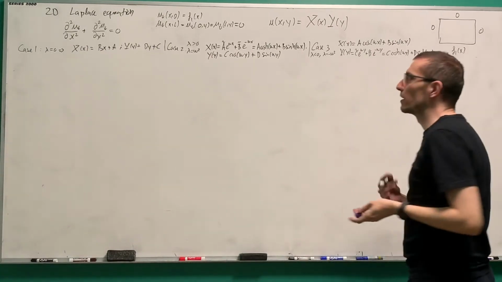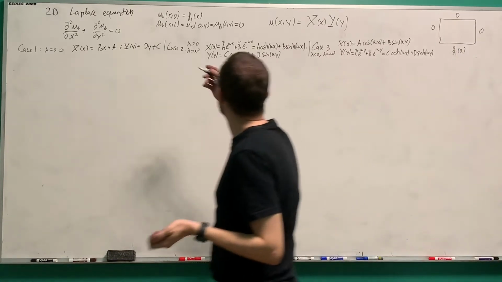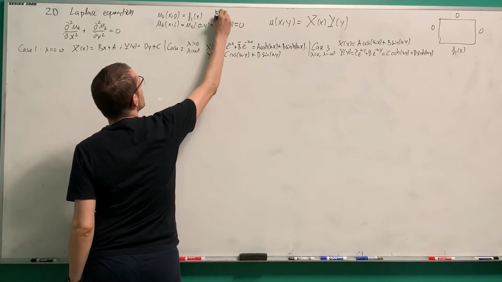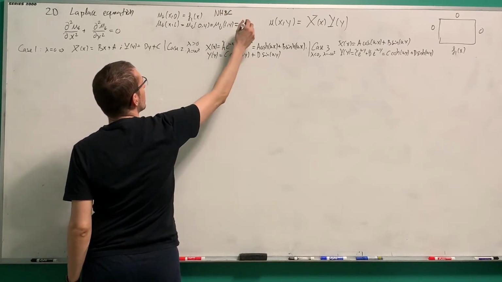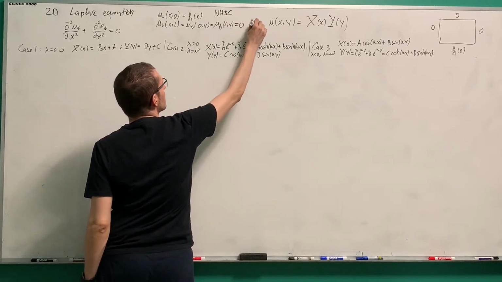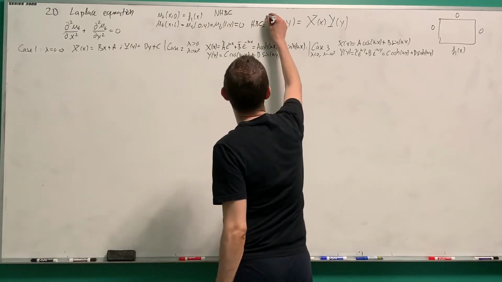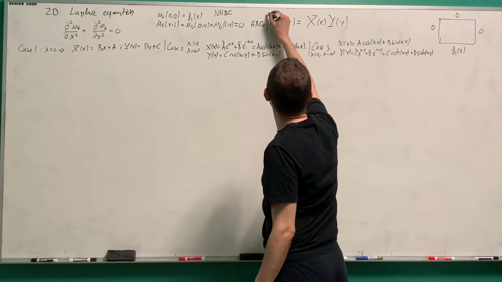And now we're going to do what we know how to do. We'll apply, let's call this the NHBC, the non-homogeneous boundary condition, and this one the HBCs. This video is not sponsored by HBC.